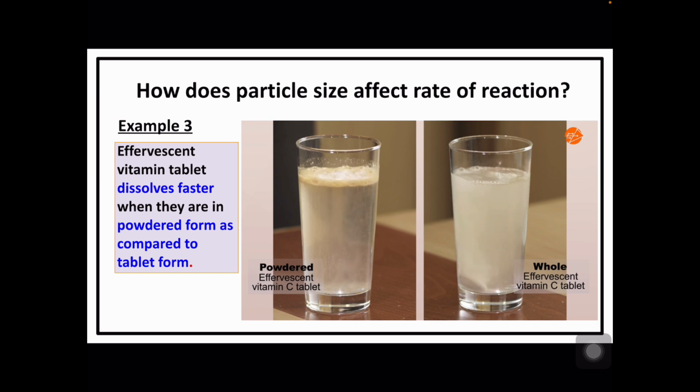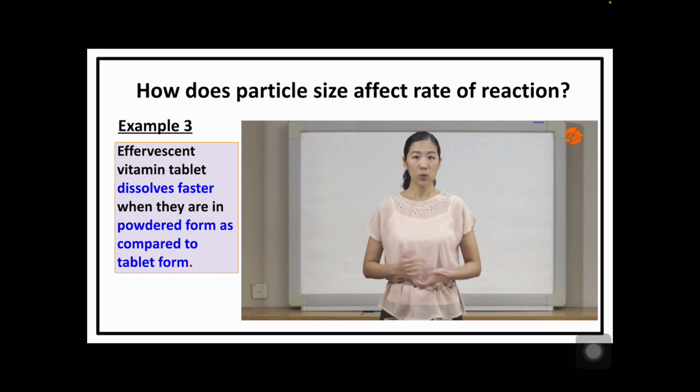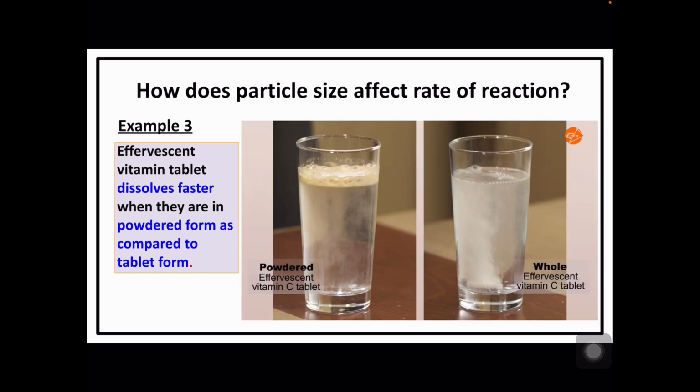In both glasses, we see effervescence and the color of the solution changed from colorless to orange. We also observed that the rate of these reactions was different. In the glass to which the powder was added, the color change happened more quickly and the effervescence also stopped more quickly. Why do you think this happened?